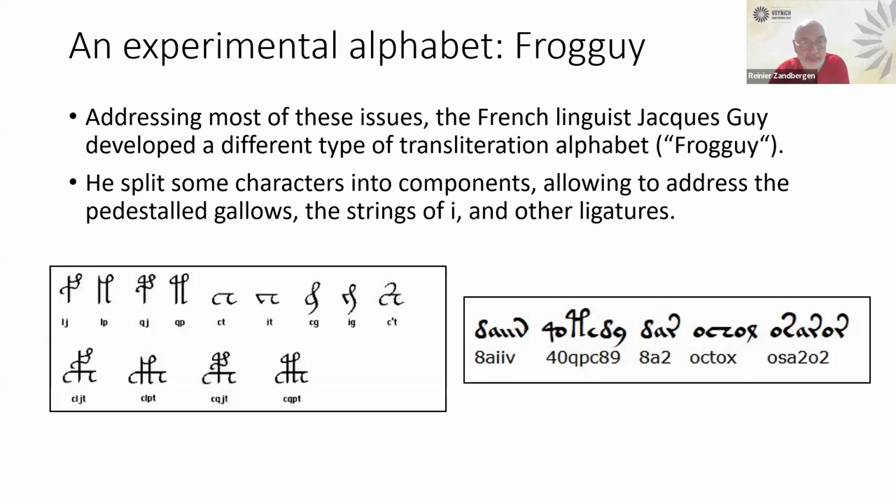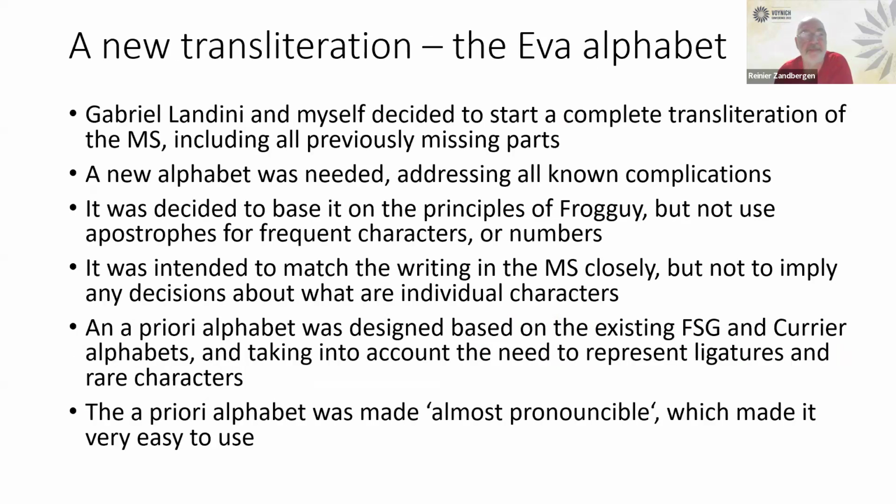So in the example here, we can see that individual characters may be split into components according to the figure on the left. And then when we look at the figure on the right, we see how his transliteration actually mimics the writing quite well. So this is a different approach, and with this he was able to represent the text more completely and more accurately, but there was no major effort to create transliterations using this system.